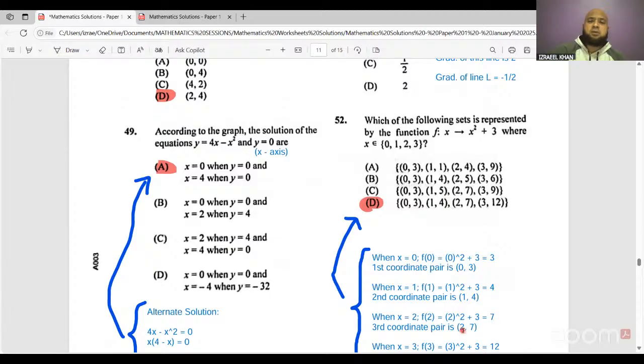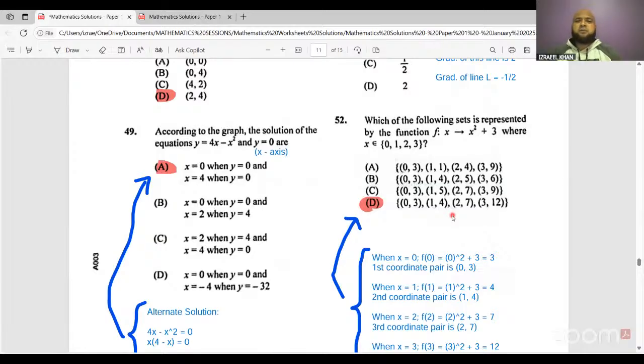The third one would be when x is 2. It'll be what? 2 squared add 3. 2 2s are 4. 4 add 3 is 7. So your third coordinate pair will be what? 2, comma, 3. Did I say 3? 2, comma, 7. I apologize. 2, comma, 7.